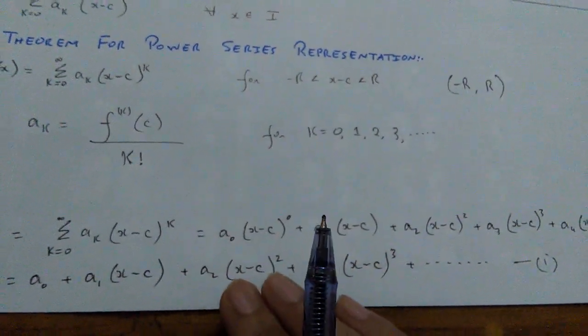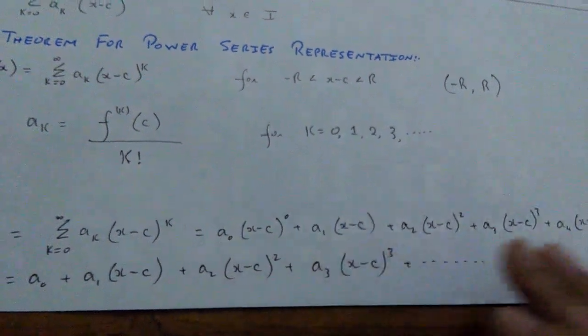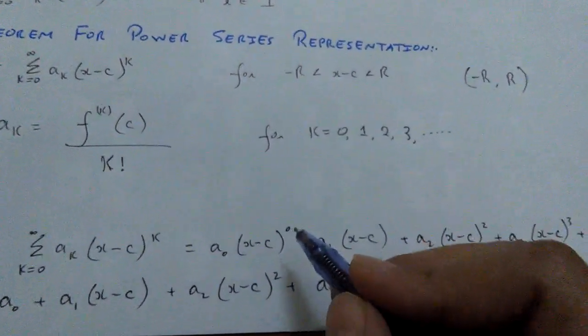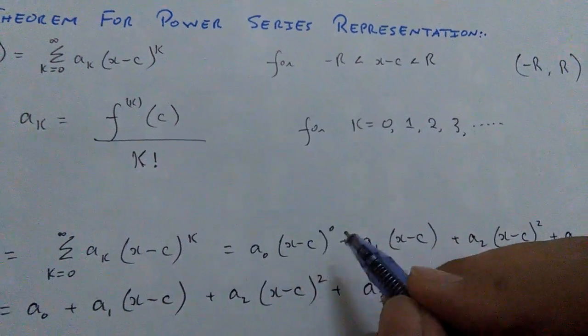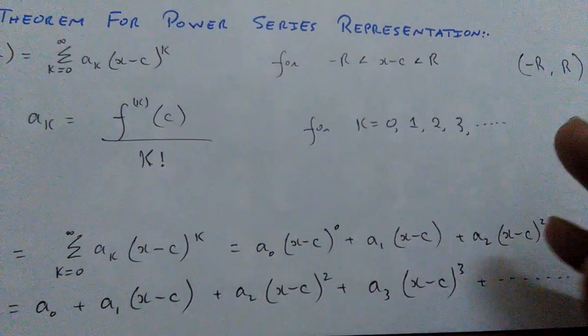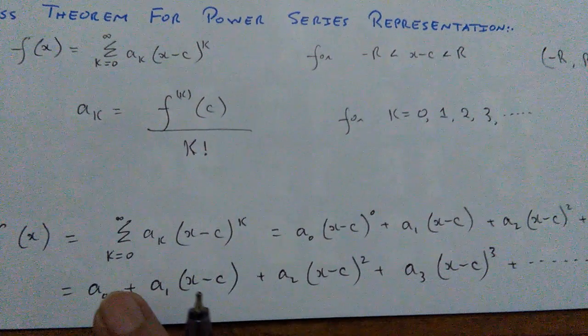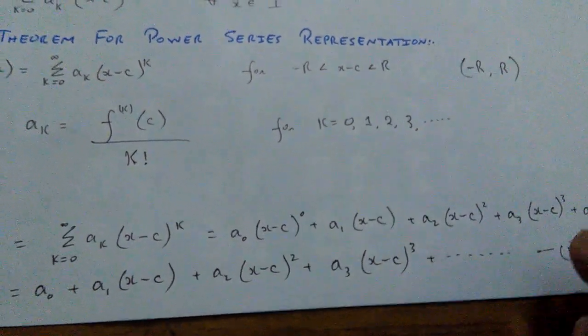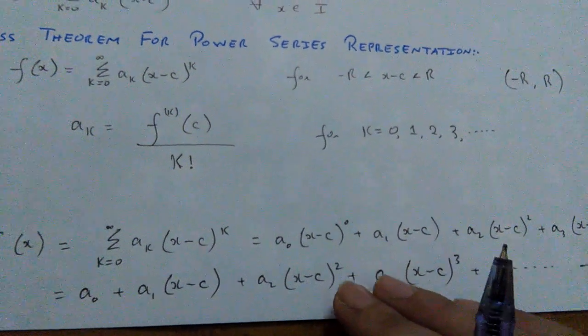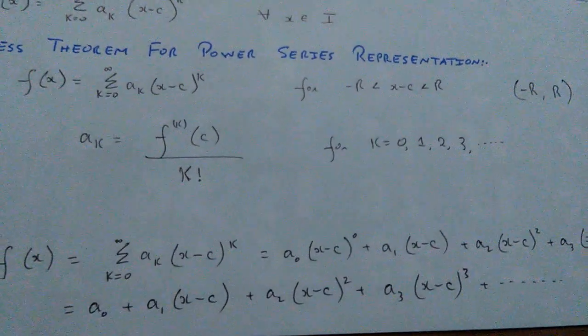I call this my equation number 1. Here you see x minus c to the power 0, and whenever we have power 0 on any base, it always gives 1, so that's why I now have simply a naught here, and the remaining terms are written as they are. This is my equation number 1, and I have to keep this in mind. So let's move on to the next step.